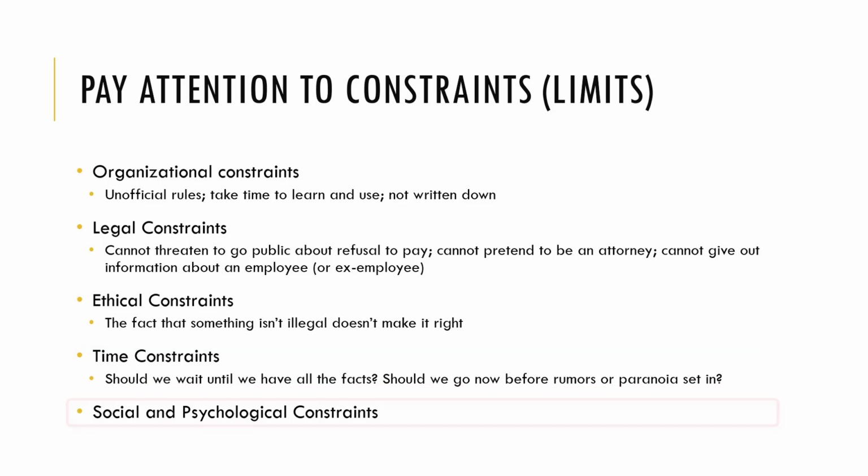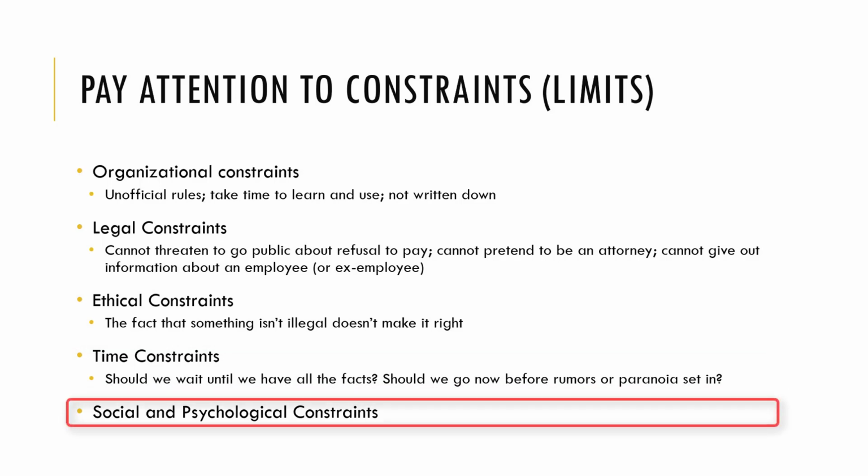And then the last one is social and psychological constraints. And this is just the everyday business of interacting with other humans. Don't put somebody off. Don't get on their bad side. Don't complain and don't try to strong arm them. Try to think about that.